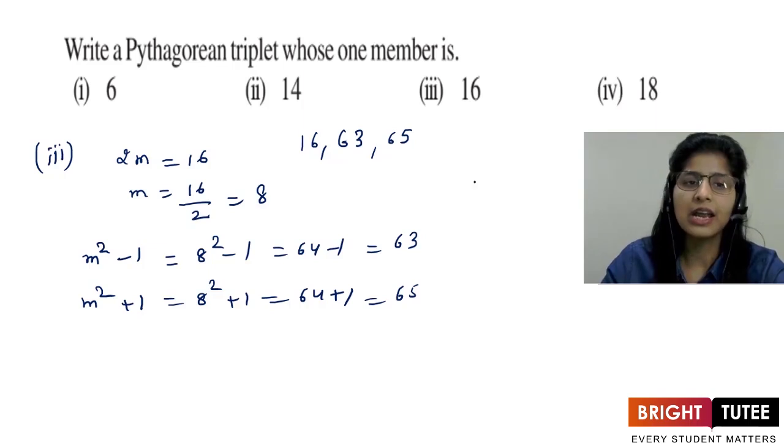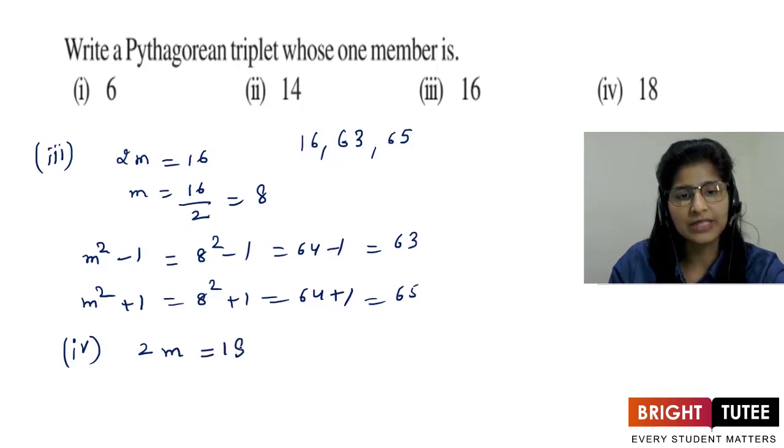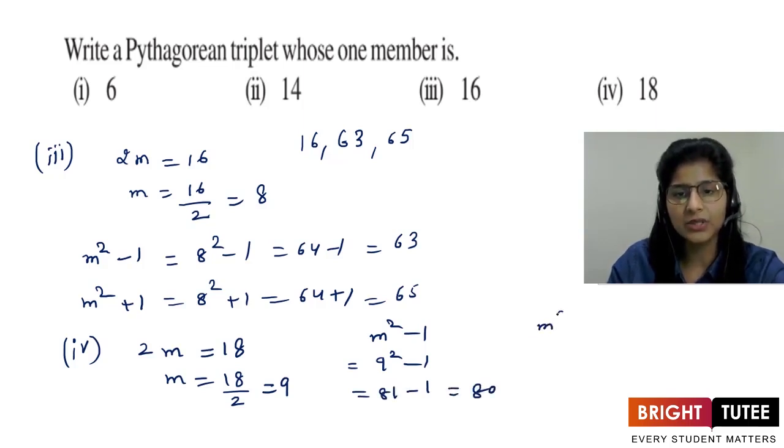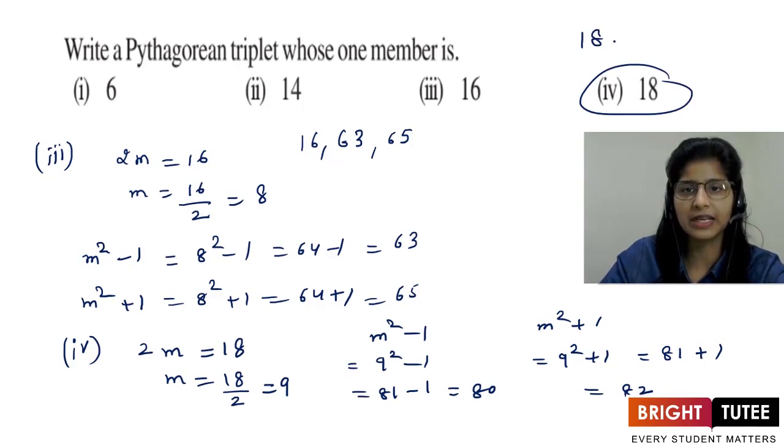Is that clear? Last one. I think now it has given you much clearer ideas about how to find Pythagorean triplets. We have been given 18. Keeping 2m equal to 18, m is equal to 18 upon 2, that gives us 9. Let us find m square minus 1, that is 9 square minus 1, that is 81 minus 1 gives us 80, and m square plus 1, that is 9 square plus 1, 9 nines are 81, plus 1 we get 82. So in the last question, the Pythagorean triplets are 18, 80 and 82.